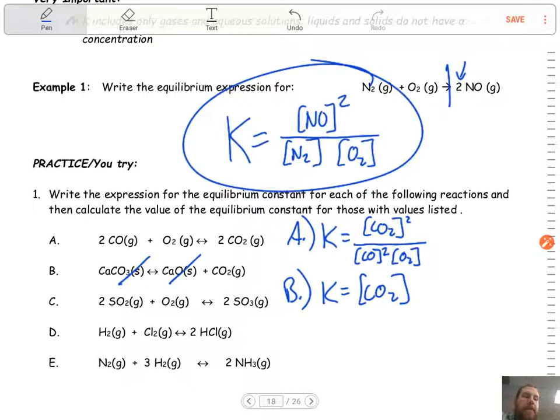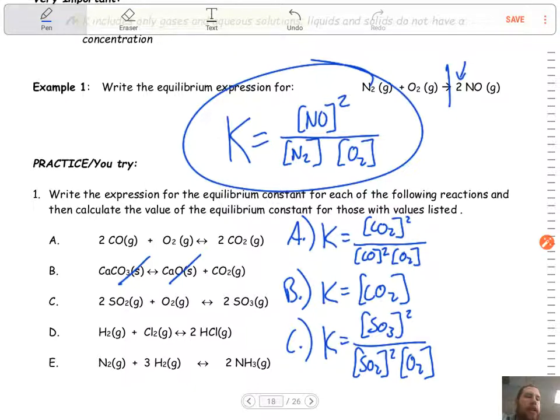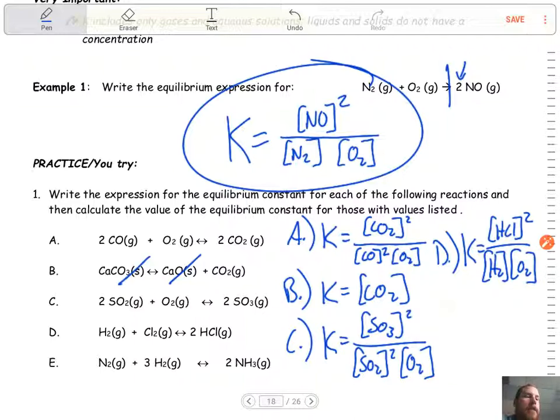All right. I'm going to go a little bit quicker here with the rest. C, I have 1 product. That's SO3, and it's going to be squared. Then I have SO2 on the bottom, and that's squared. And I have O2. There's my K expression for C. D. Everything is going to be included here as well. So K equals HCl, and that's squared because it had a coefficient of 2. And then on the bottom I have H2 and O2, and that's it.